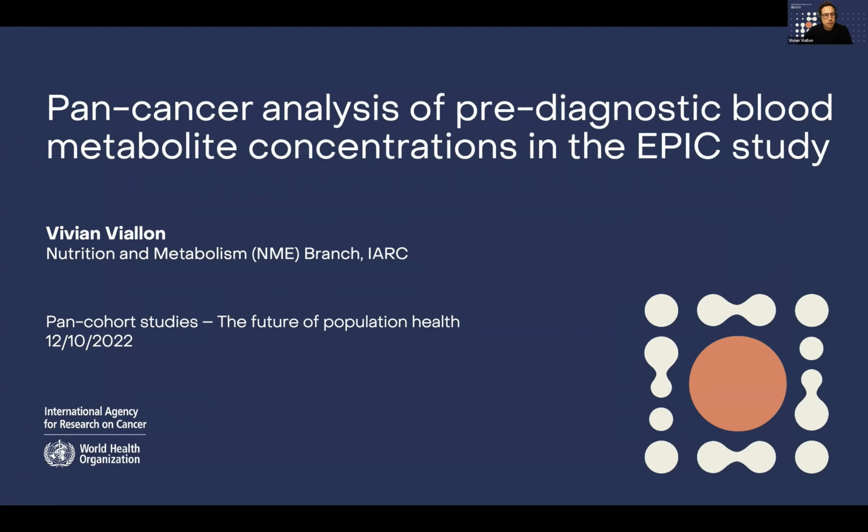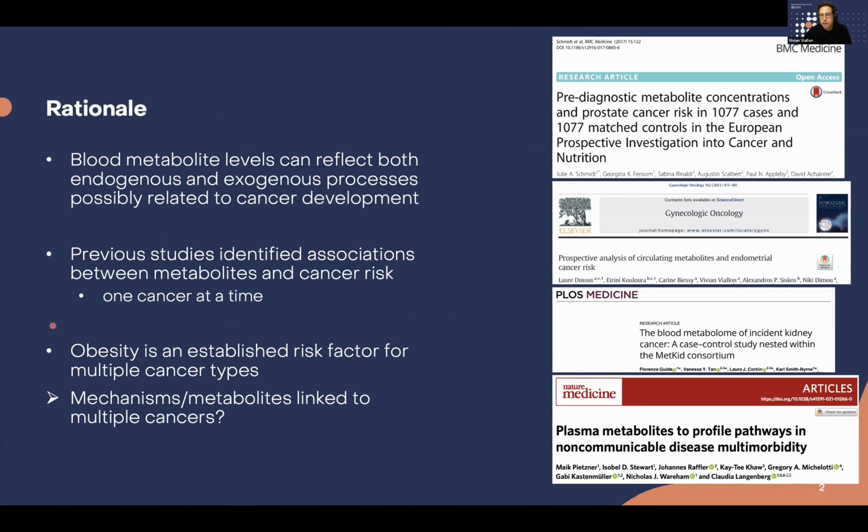Today, I will present the results of one particular study, which was a pan-cancer analysis of pre-diagnostic blood metabolite concentrations in the EPIC study. Blood metabolite levels can reflect both endogenous and exogenous processes that are possibly related to cancer development. And so there were a number of previous prospective metabolomic studies in cancer research that identified association between metabolites and cancer risk, as you can see from this selected list of references.